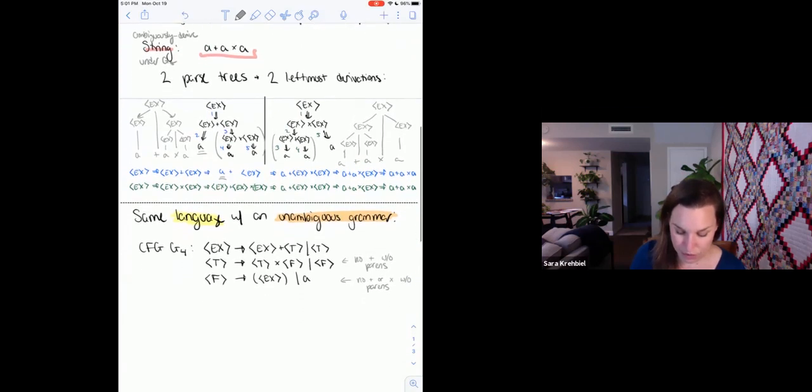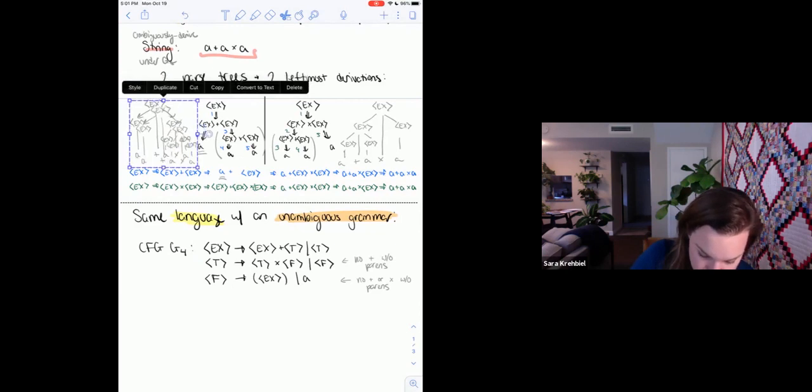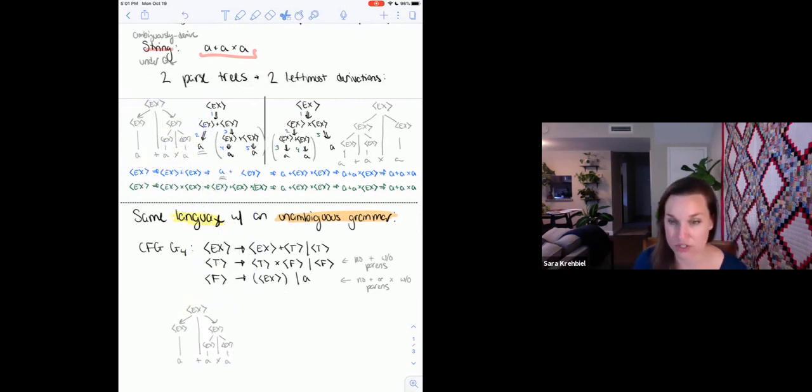So let's see how we can take the same string and try to write it in terms of this new grammar. So we start with expression because this is still our start variable. But now we take an expression and only the left thing stays an expression. The right thing becomes a term, which is convenient for us because a term can be converted into another term times a factor.